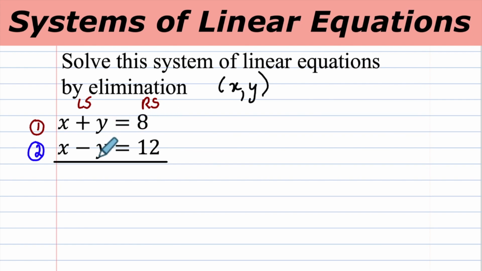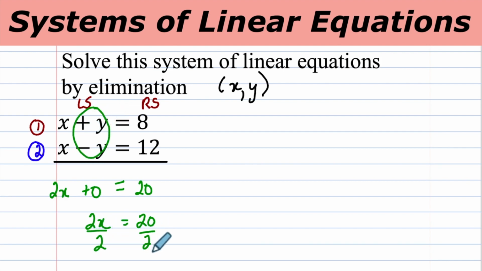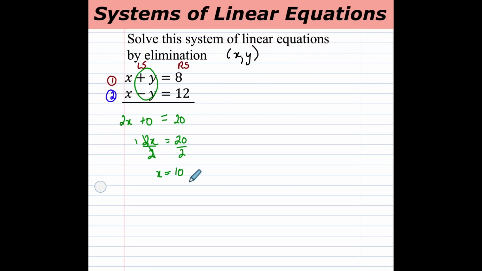Therefore, if we add up the two left sides and we add up the two right sides, we will create a third equation. Have a look what happens. x plus x is 2x, plus y minus y is a zero pair. That makes a zero. Equals 8 plus 12, which is 20. 2x is equal to 20. Wow, we've eliminated the y's. Divide by 2, divide by 2, x is equal to 10.